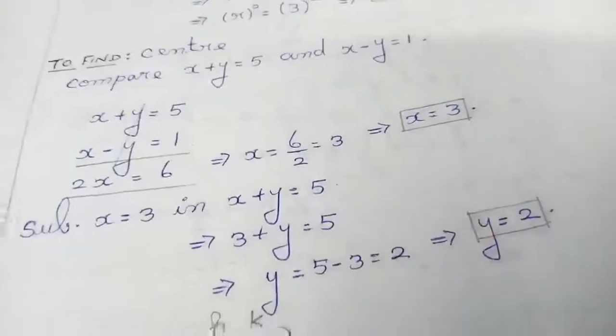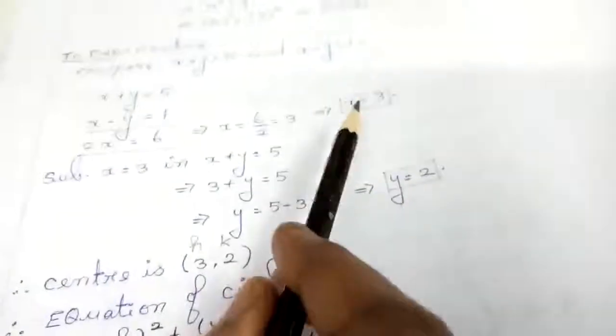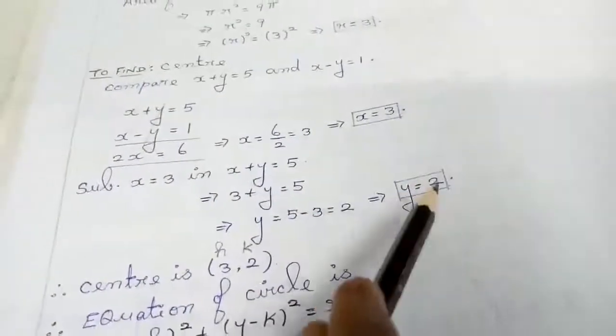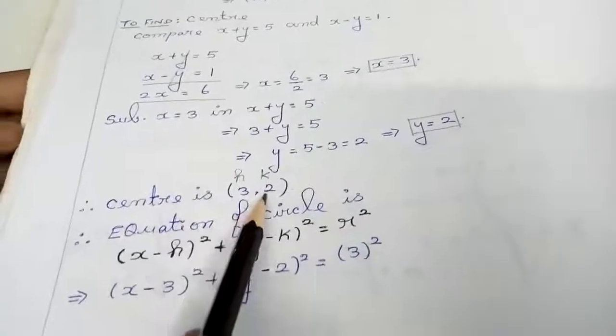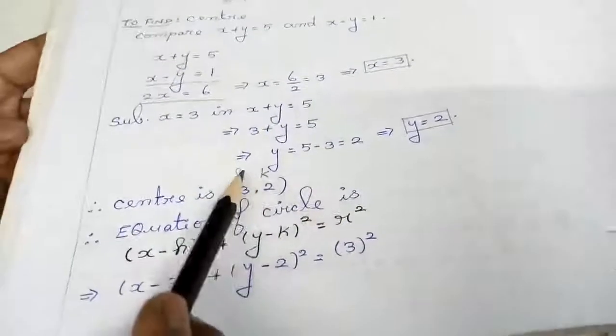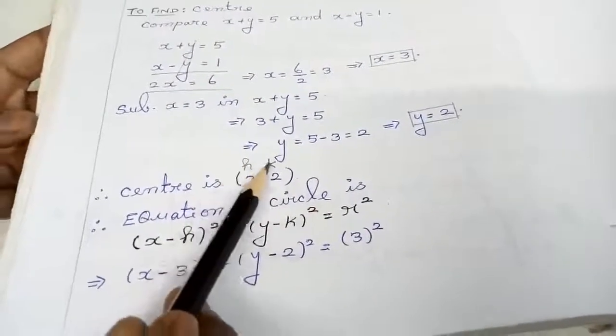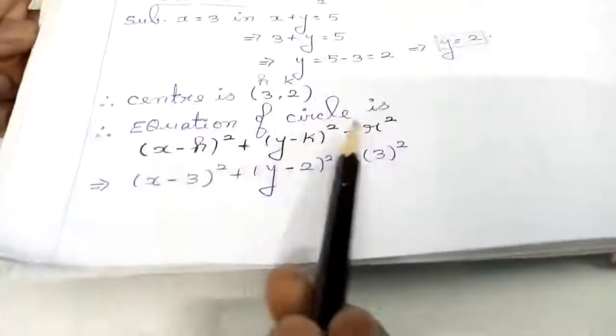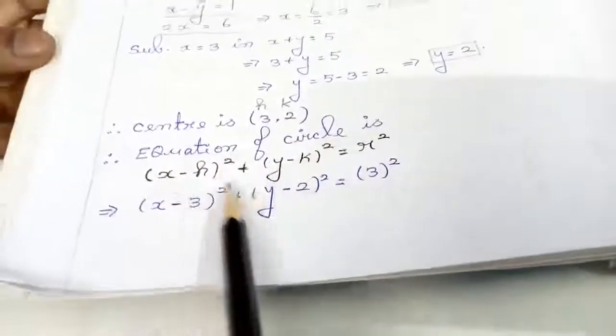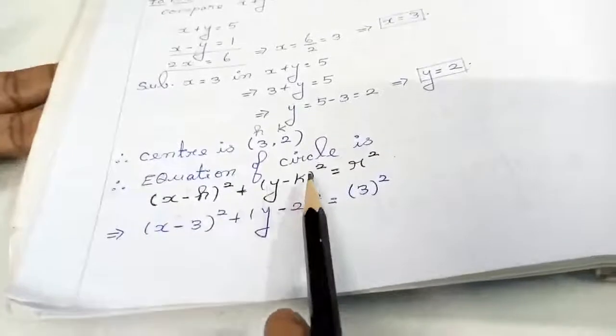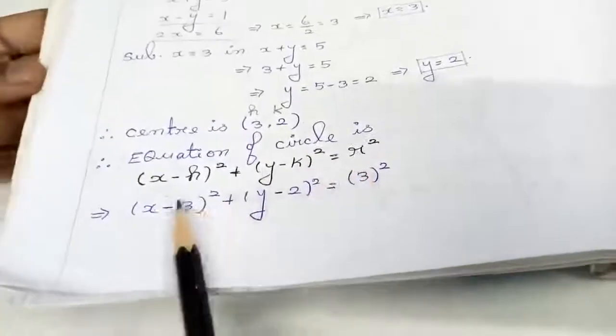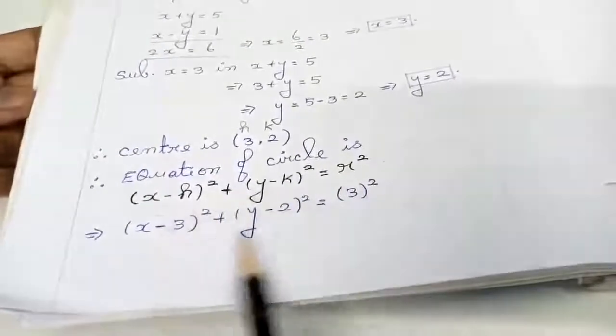And this is going to be the center, that is, I am getting the value as x equal to 3, y equal to 2, which means the center is (3, 2). But when I am substituting in the equation, I am going to take it as (h, k). Therefore, the equation of the circle is (x minus h) the whole square plus (y minus k) the whole square equal to r square. Substitute the values of h, k, r.